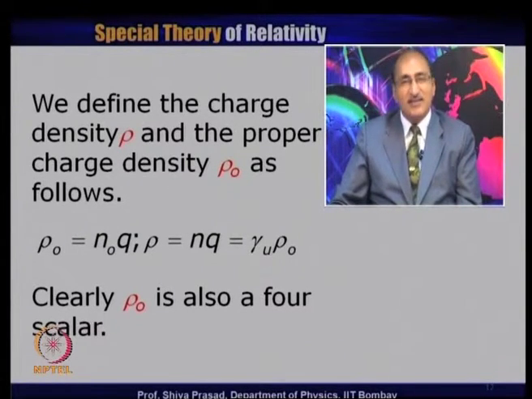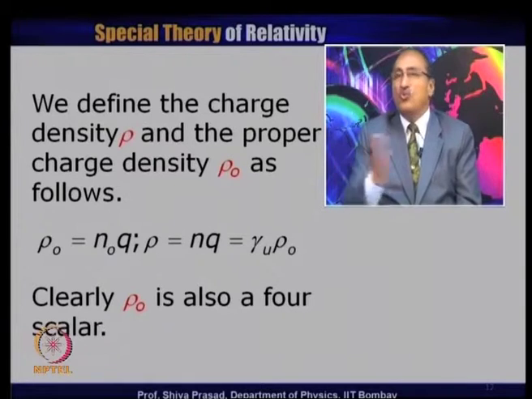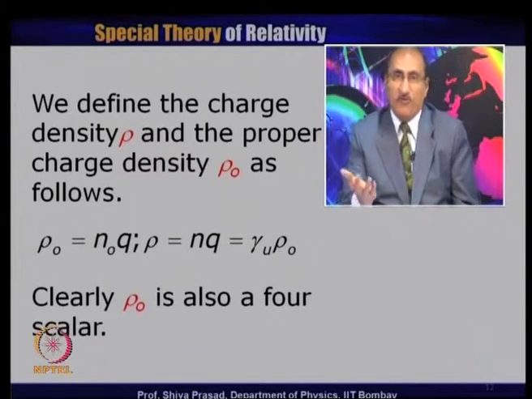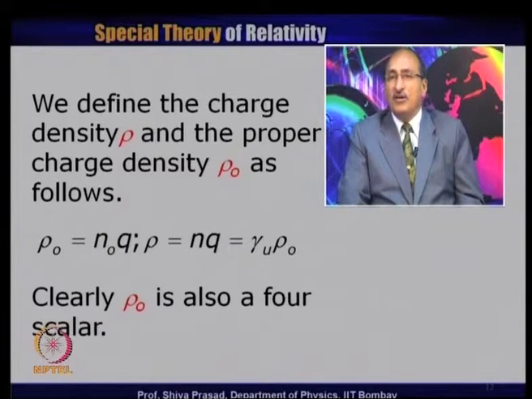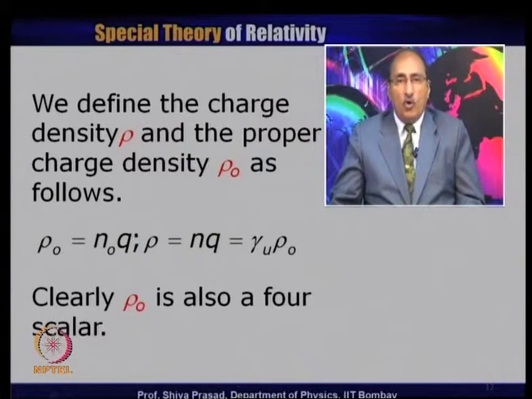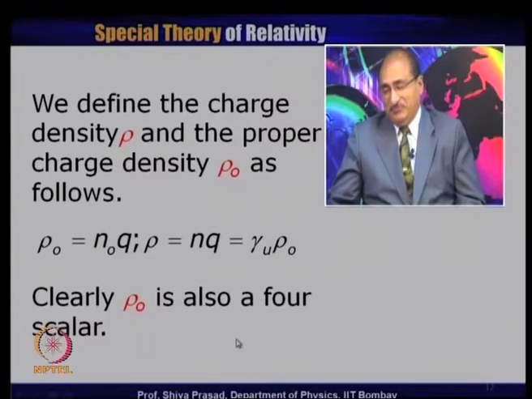The only thing I insist on is that this rho naught is also a Lorentz scalar, because n naught is a Lorentz scalar, and q, the charge, in relativity we do not expect to change once we change the frame of reference. This point we have not specifically mentioned earlier, but let's emphasize it now. The charges do not change once we change the frame of reference. Therefore, this quantity rho naught is also a Lorentz scalar.